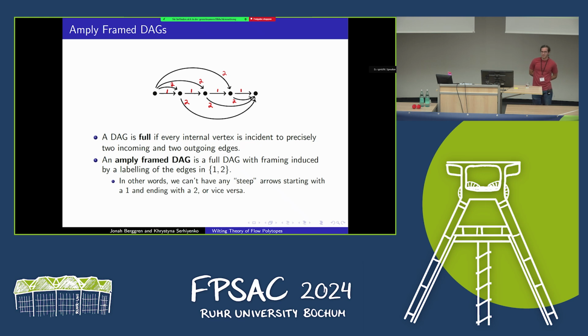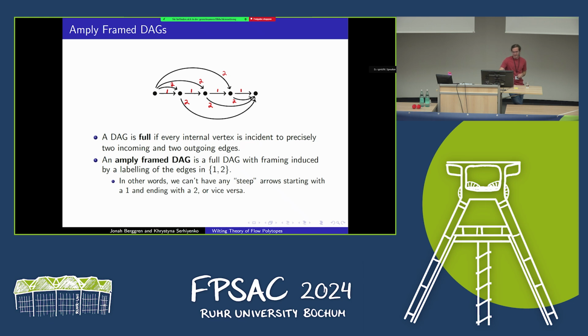framed DAGs. This received some attention a couple years ago. And the two things that I'm going to require from a DAG to make it amply framed is, first, all of my internal vertices should be 2 in, 2 out, so I have 2 arrows coming in and 2 arrows coming out. I don't care about the sources and sinks. And the second is that instead of being able to label my half arrows independently, I just have to label my arrows in 1 and 2.